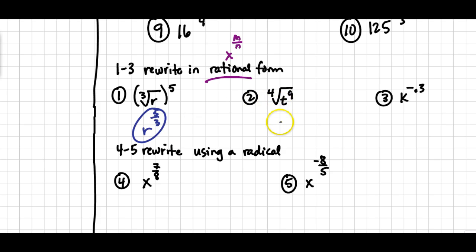So do the same thing on number 2. The t is our base. We're raising to the 9 and we're taking the 4th root. So that means it's 9 over 4 as the power.